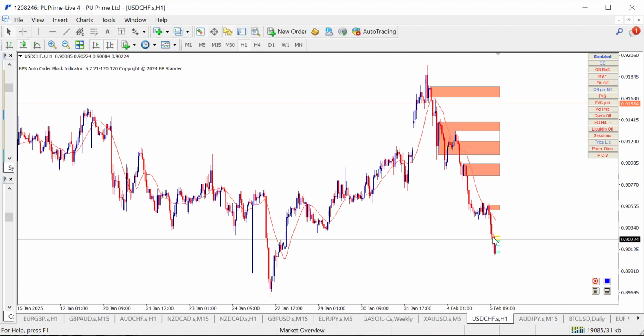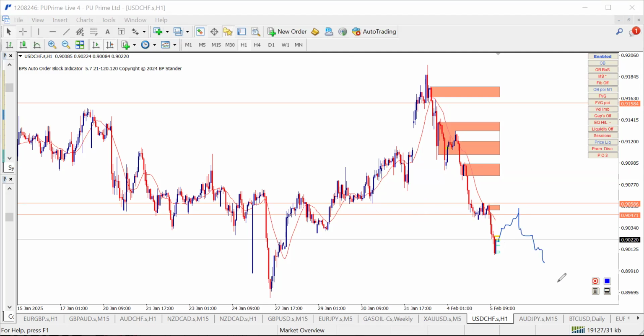Okay, so I'm looking at a rejection towards this level. This level, right? So this is my strong zone. If the market is bullish, probably the news comes out bullish for the dollar, you could have the market reject this area and probably continue its downfall.